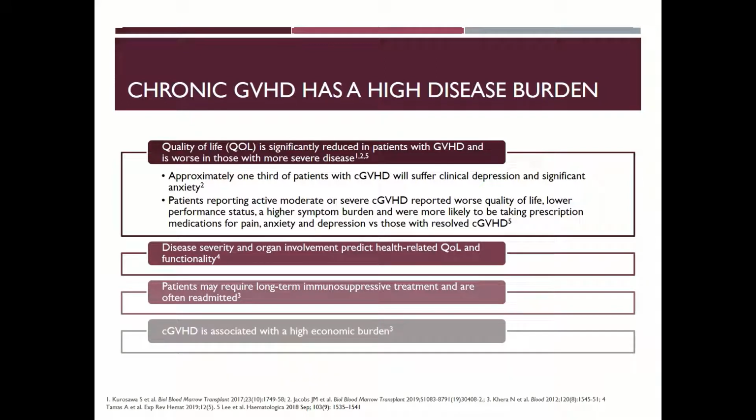Patients who report active, moderate, or severe NIH chronic graft-versus-host disease will report worse quality of life, lower performance status, higher symptom burdens, and are more likely to be taking prescription medication for pain, anxiety, and depression compared to those with resolved graft-versus-host disease. It's clear that disease severity and organ involvement predict health-related quality of life and patient function. Patients with chronic GvHD may require long-term immunosuppressive treatments and are often readmitted to hospital for complications such as infections. Thus, the disease is associated with a high economic burden.